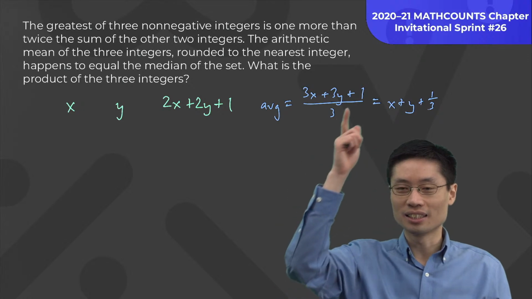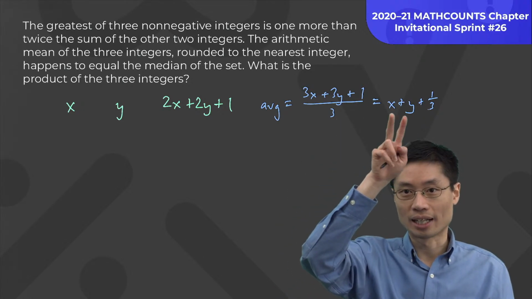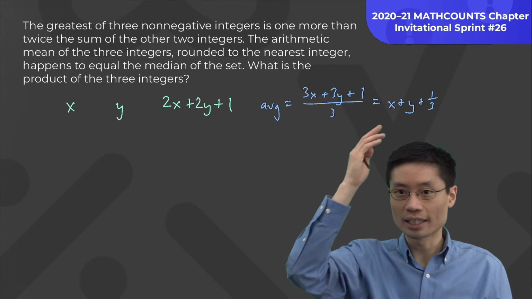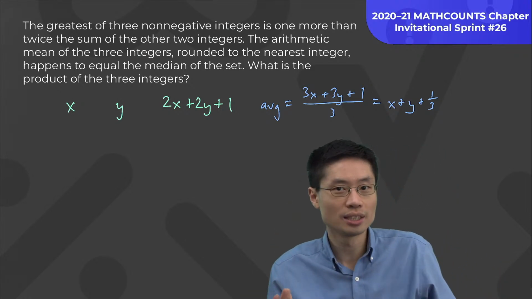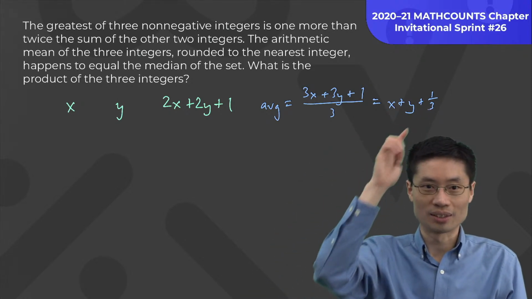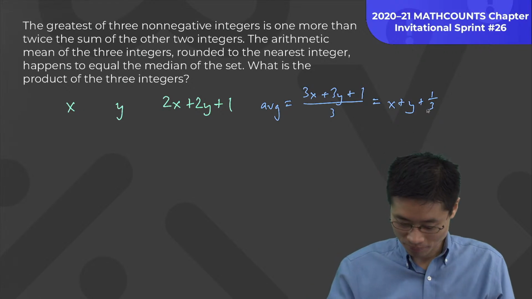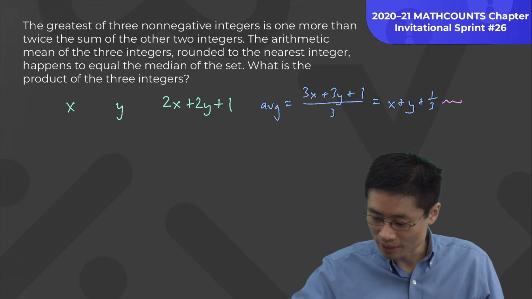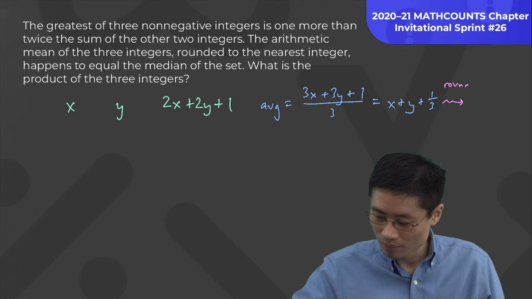Now, what does that mean if I round that to the nearest integer? x and y are integers, so this is an integer and a third. If you round it to the nearest integer, you're just going to lose the 1/3, right? That's all that's going to happen. So when you round it, you get x plus y.